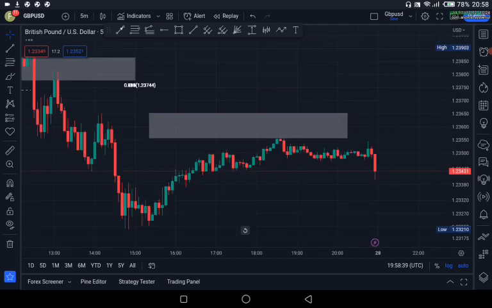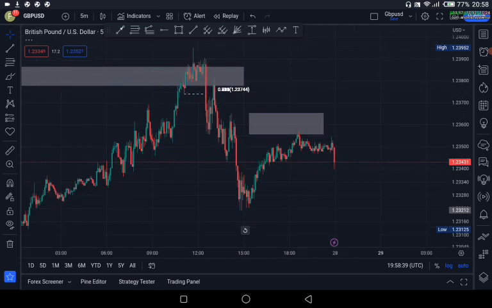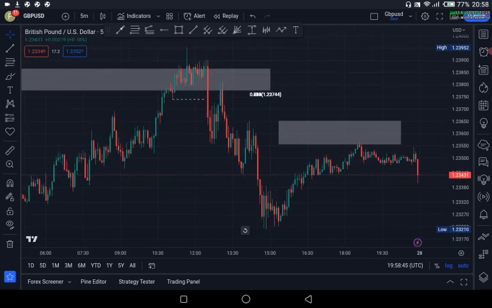So once you have your zone already, you will be awaiting a change of character to happen before you place an order. It is very advisable for you to use a change of character to filter the bad trades, especially on volatile pairs like Pounds USD and Pounds Yen.